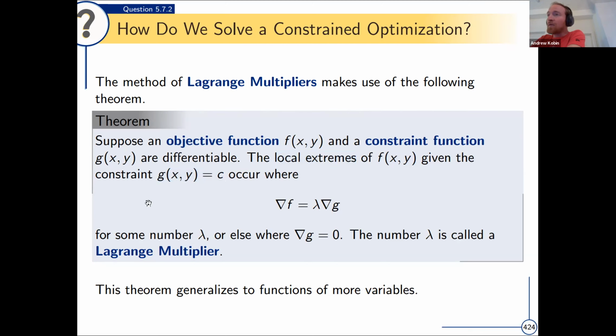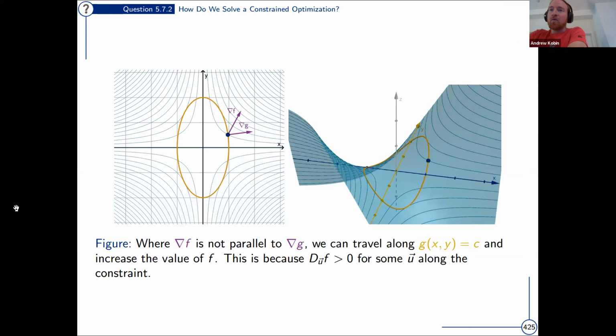So this will be one of our tools in assembling a list of points to test at the end of optimization problems. And this is what we're going to study today. So I wanted to give a visual demonstration of why the theorem makes sense.